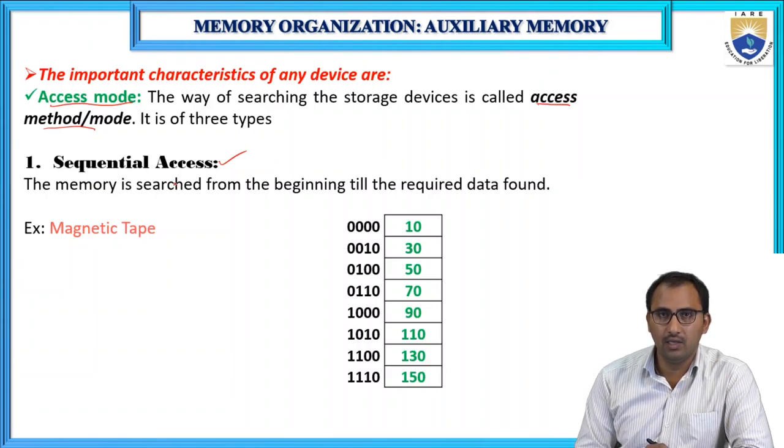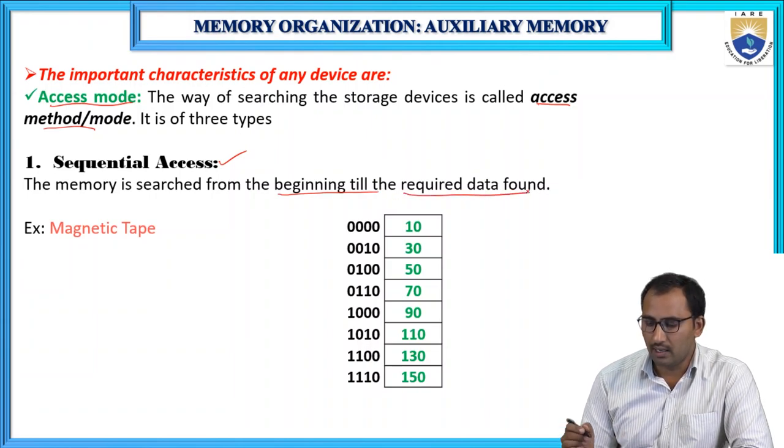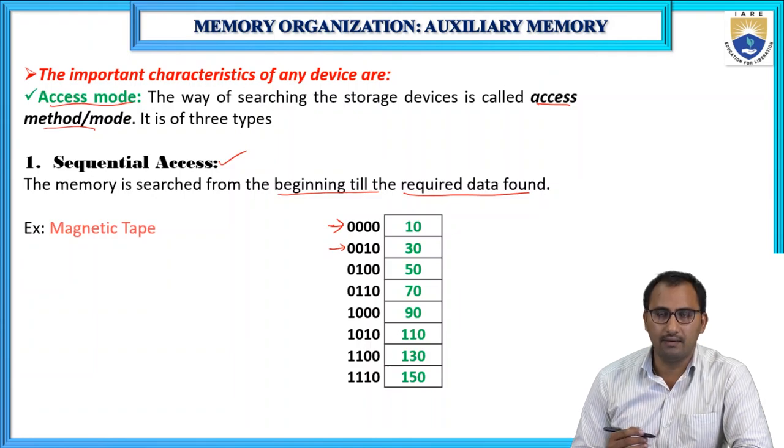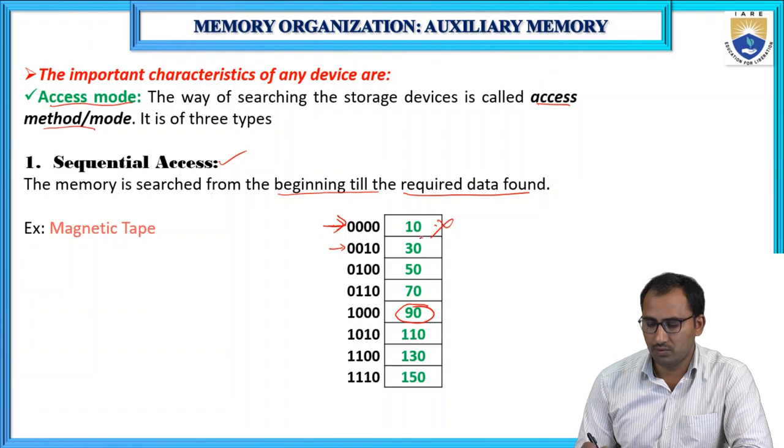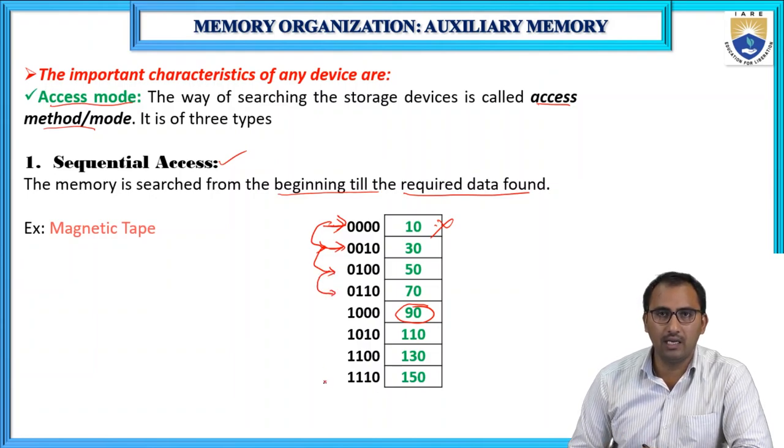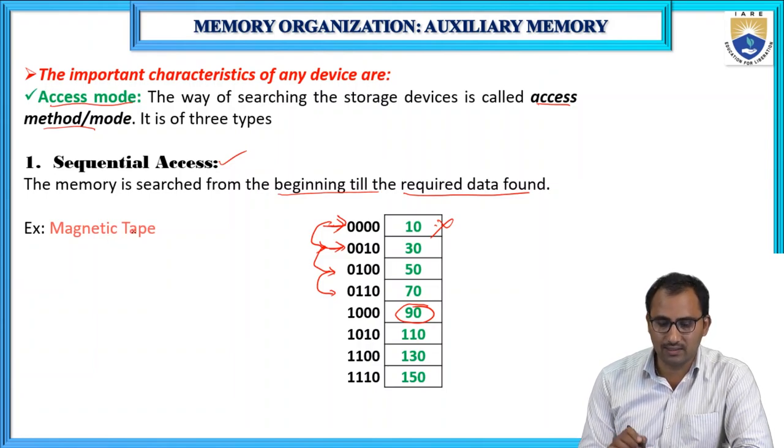First one is sequential access. In sequential access, the memory is searched from the beginning of the memory location until the required data is found. Suppose you consider a memory in which we are searching for the data. Always the searching starts from the starting address, and it continues until our required data is found. Suppose you are searching for 90, the searching starts from the initial address, all zeros. Our required data is not found, so we search next. In this way, all successive memory locations will be searched until our required data is found. This is called sequential access. The example of sequential access is a magnetic tape.